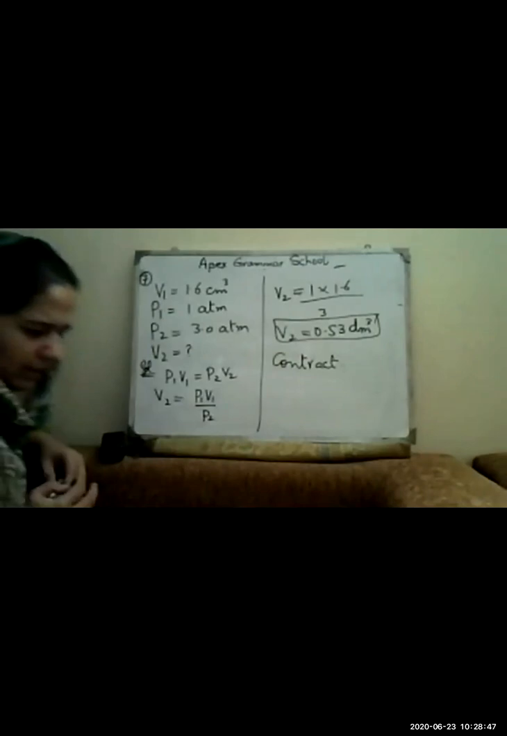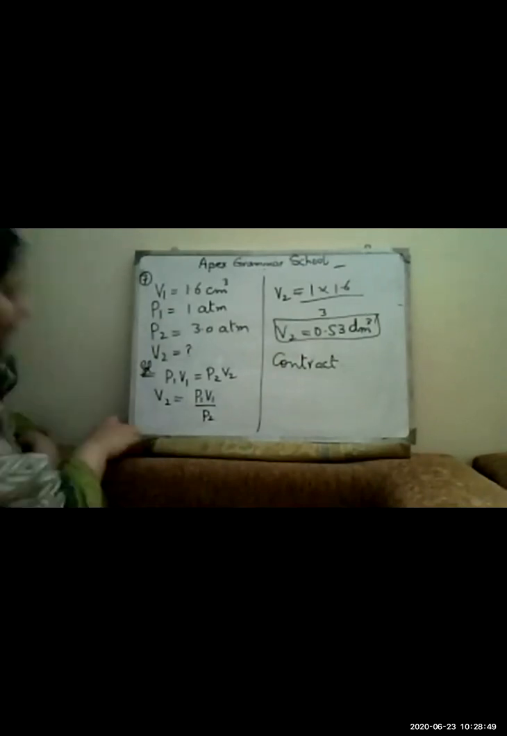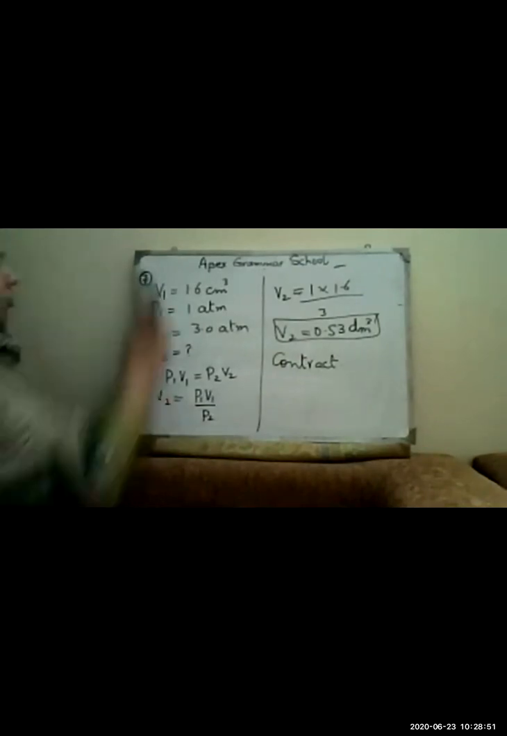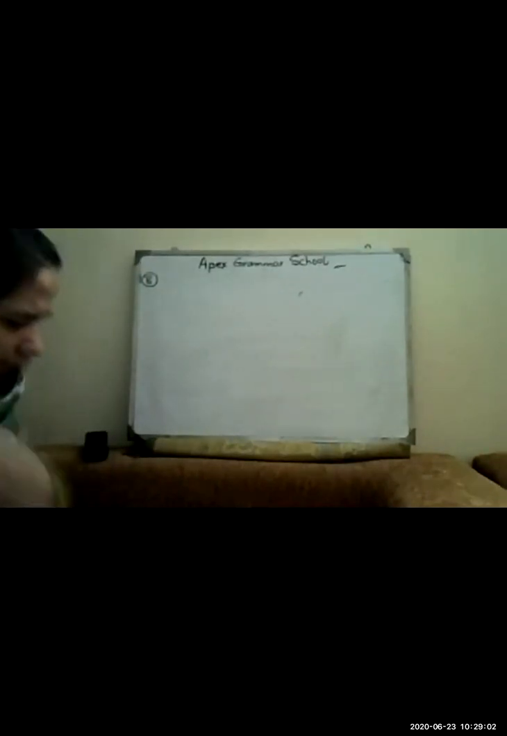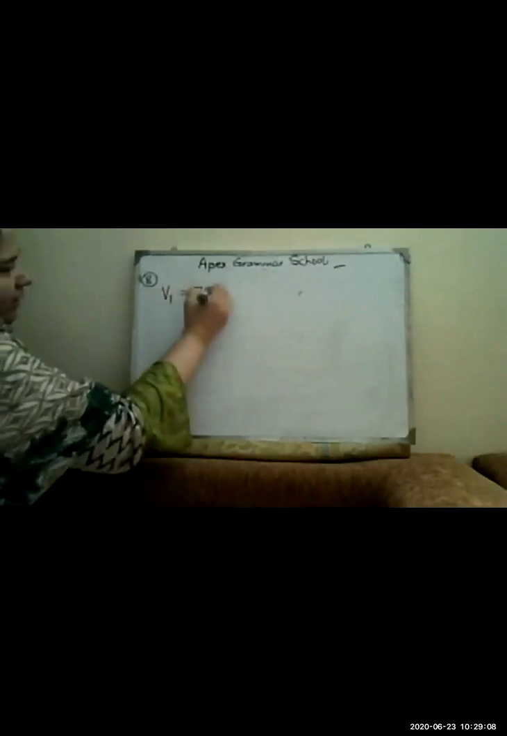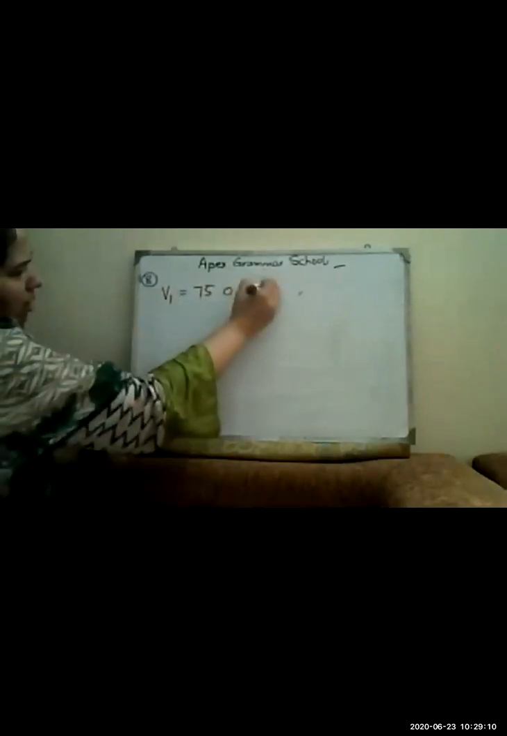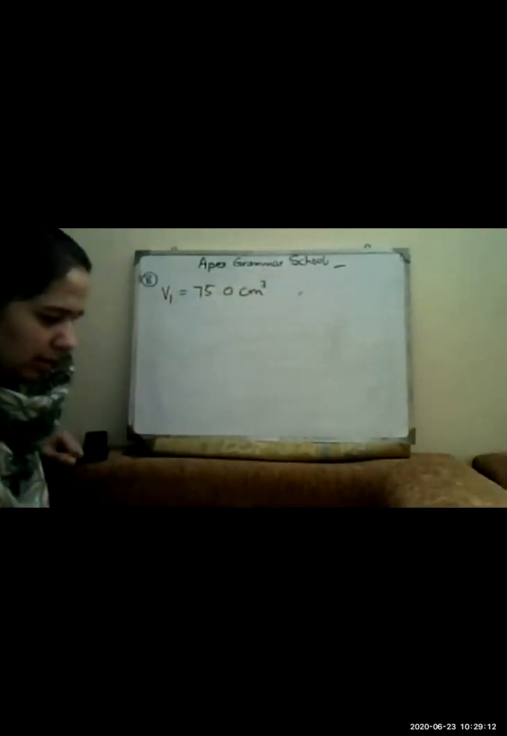Coming towards number 8, we have 2 minutes to complete this. Number 8. Now, a sample of neon gas occupies a volume of 75 cubic centimeter at very low pressure, means the volume V1 is equal to 75.0 cubic centimeter, and the pressure is 0.4 atm, right?